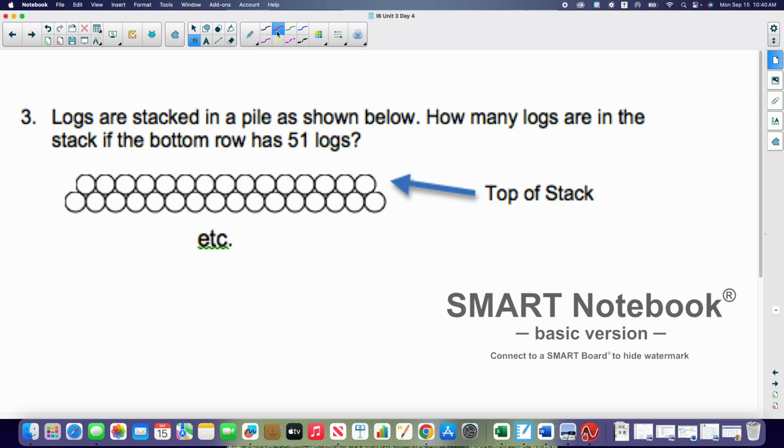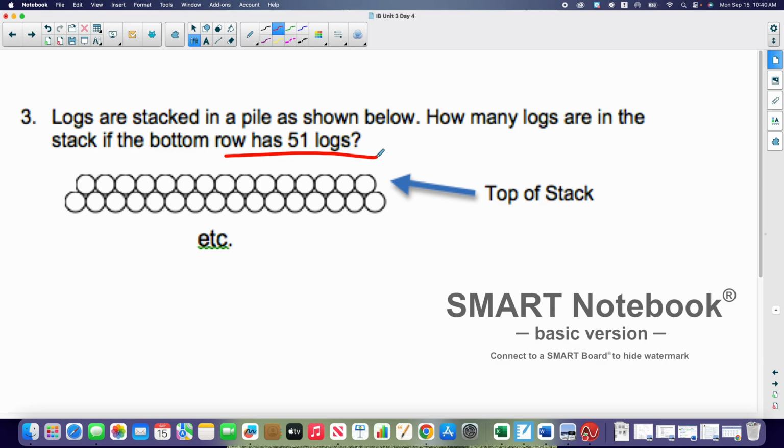So it's a nice day outside. You get told to go outside. We need to count the wood pile so that we know if we have enough wood for the winter to burn in the fireplace or whatever. You can go out there and count it all, right? But it's stacked really nice and neatly. So this is the top 2 rows right here. The bottom row has 51 logs in it, okay?